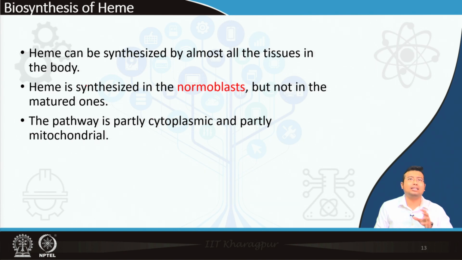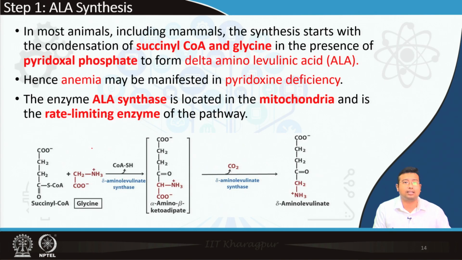So, heme can actually be synthesized in almost all tissues in the body, right. In case of RBC, it is synthesized not in the mature ones, but in the immature cells in bone marrow, that is, in the normoblast. It is actually the intermediate normoblast where hemoglobin first appears. You might already know that from your physiological knowledge, right. And if you look at the pathway, it is partly happening in the cytoplasm and partly in the mitochondria, and this is the reason why when RBCs are fully matured, they do not have mitochondria and heme synthesis cannot take place, because there are a few mitochondrial enzymes that are also essential in heme synthesis.